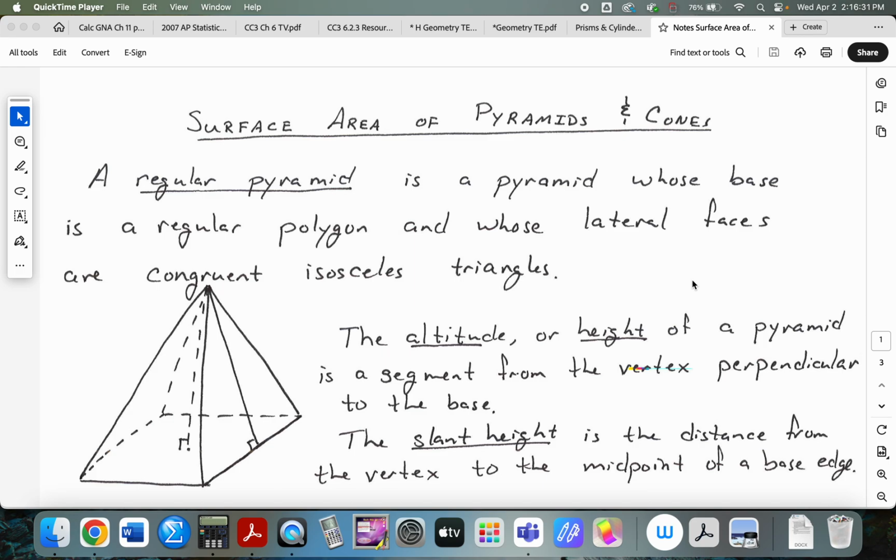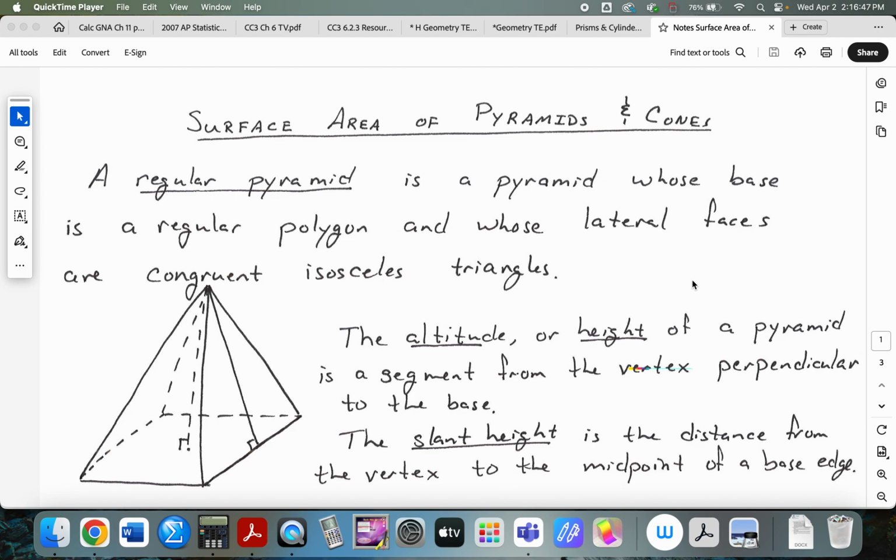All right, so now we're going to switch from prisms and cylinders to pyramids and cones. Now, you do have a quiz coming up on prisms and cylinders. I think it's on Friday, but you need to not forget those formulas just because we're about to learn some new ones.